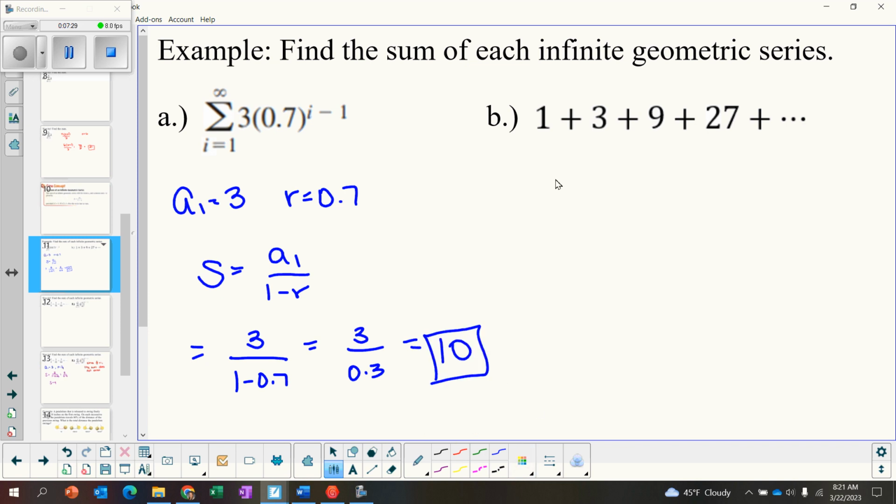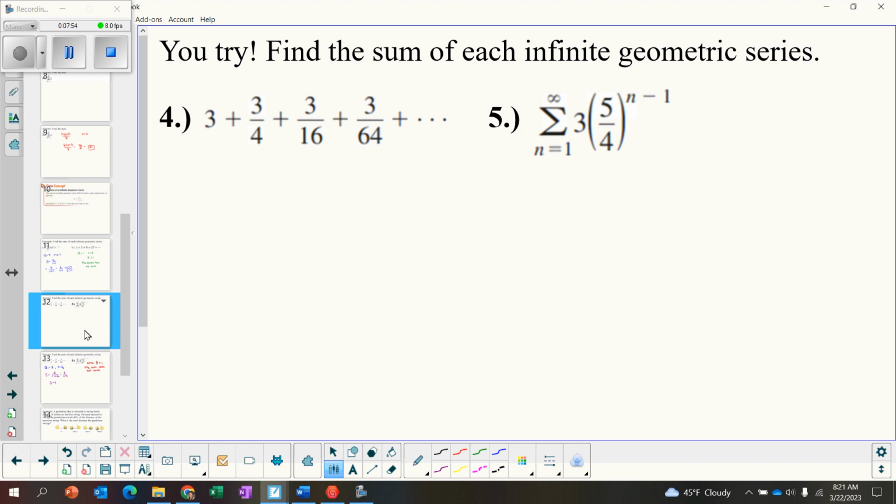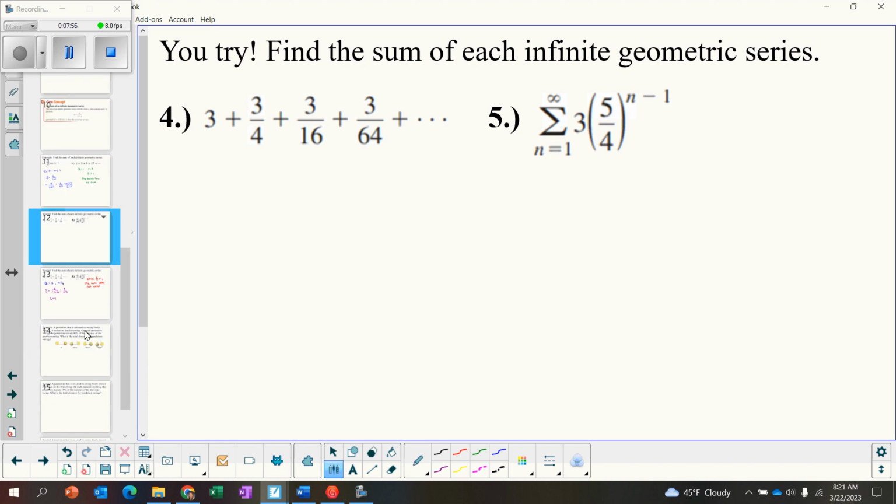For the next one here, my a sub 1 is 1, and I notice I'm multiplying by 3 each time, so r is 3. Now, 3 is bigger than 1, so this is not going to work. The series has no sum. And that's all we could do for that one. So you go ahead and try these next two. Pause when you're ready to see the answer, hit play.